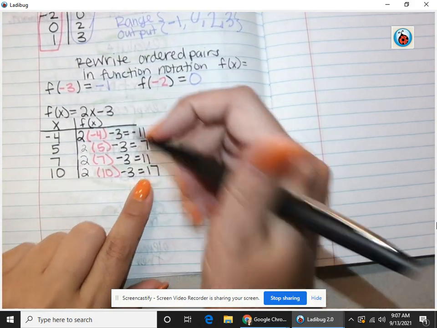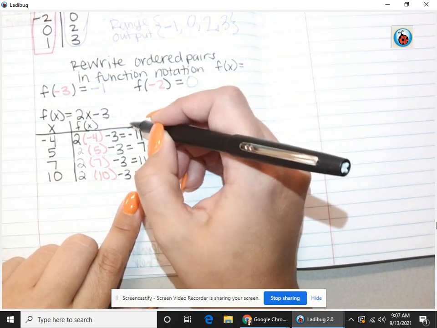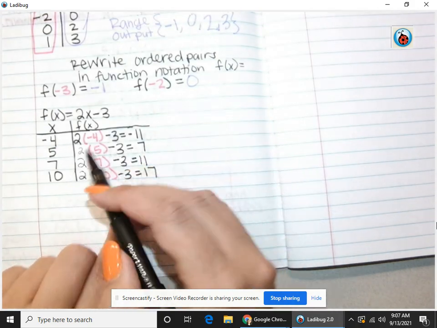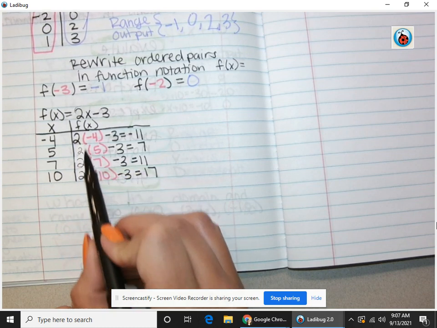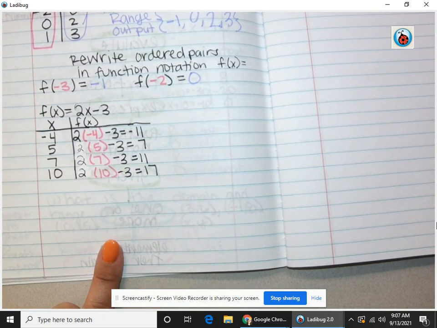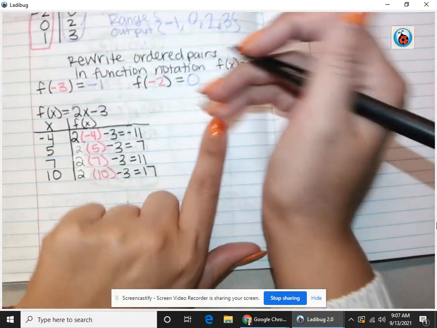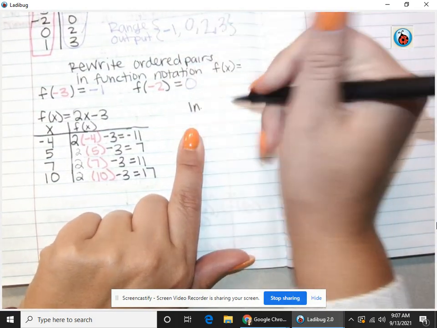So this would be like your y value here. Okay, so I just took my f of x, what this is equal to here, and plugged in my x values. Now, there is an easier way to do this. We can put this in the calculator.